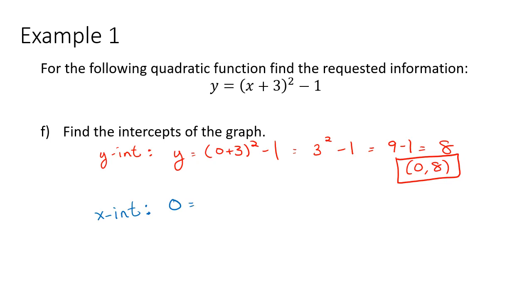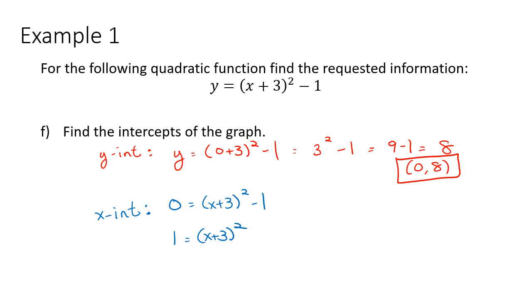So we have 0 is equal to x plus 3 quantity squared minus 1. My goal is to get x by itself. So I can't take the square root like this, because remember, square root of a plus or minus b does not simplify. So I got to get rid of that minus 1 first. So I'm going to add 1 to both sides to move it across.